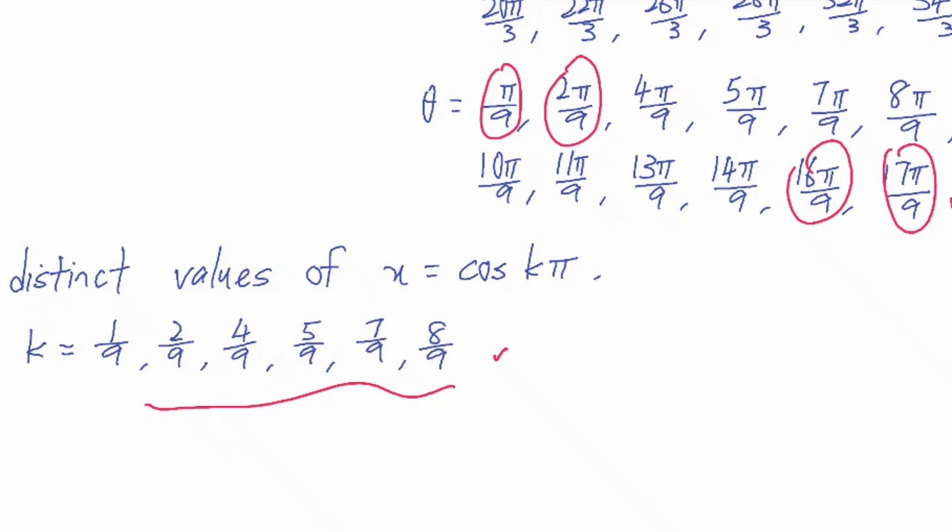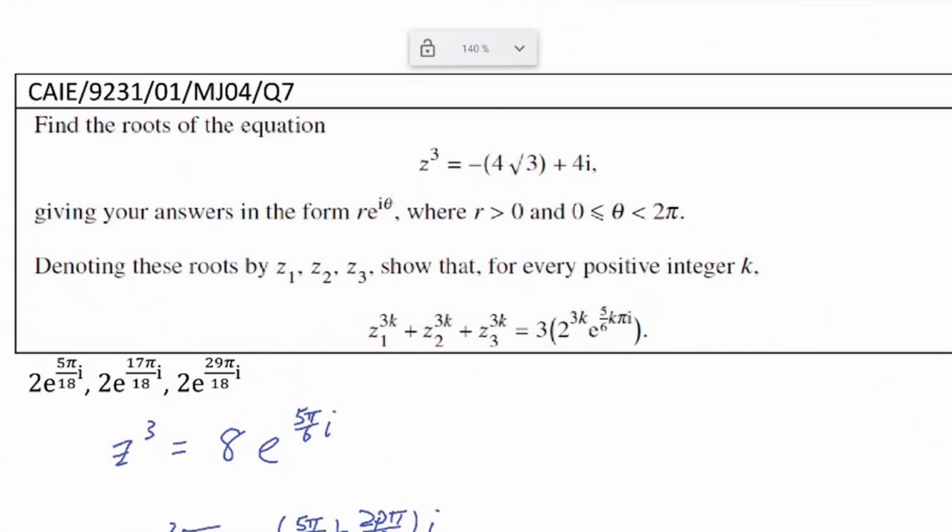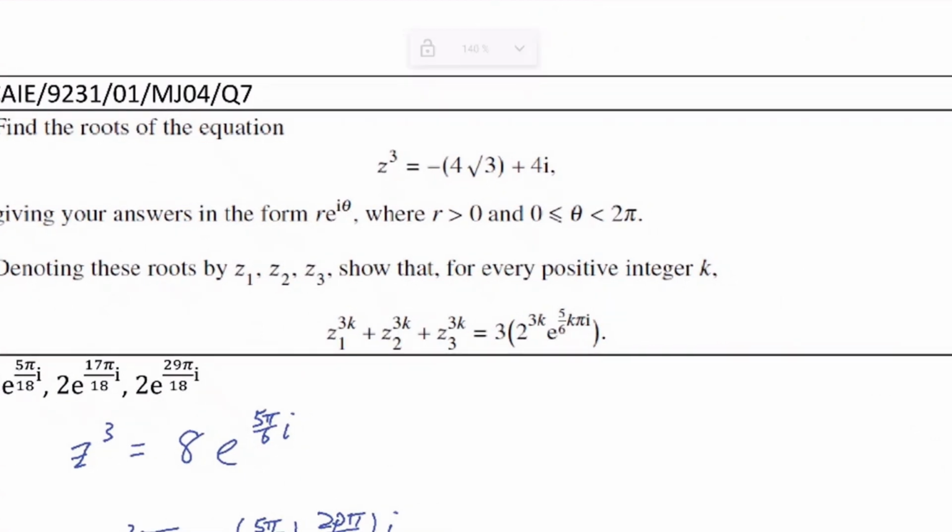Okay, so again, as long as they are distinct, or we say they are not repeated. Okay, right. So the next question here is to find the roots of this equation. So z cubed is equal to minus 4√3 plus 4i. Give your answer in the form re^(iθ).